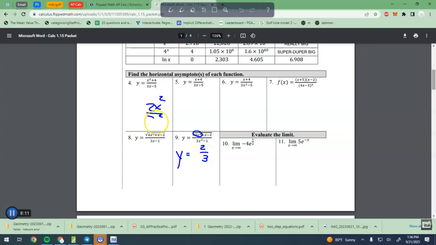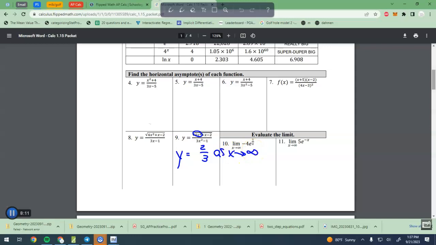But I need to consider positive and negative aspects of it. So if I plug in a positive huge number raised to the 4th power, it's still positive. Multiply by 4, it's still positive. Square root it, it's still positive. The bottom is positive. So I do have y equals 2/3, and that's as x goes to positive infinity.